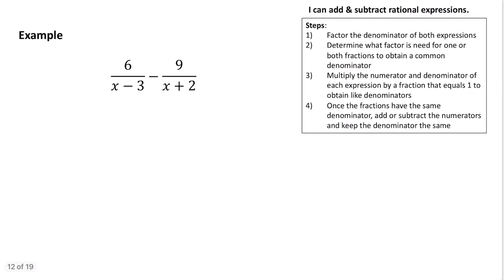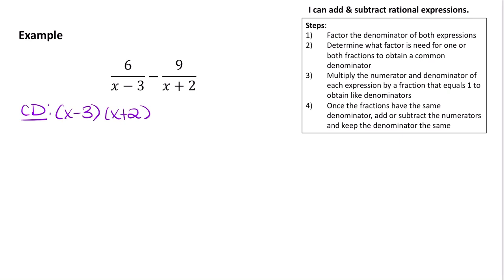So now let's try this example. So once again here, we don't have a common denominator, right? And neither of these denominators can be factored, right? They're just binomials. So the way to get a common denominator here is just actually to multiply the denominators together. So we're just going to multiply x minus 3 times x plus 2.